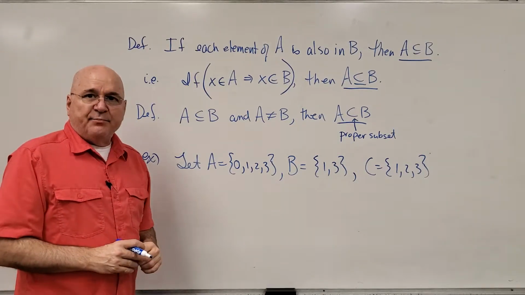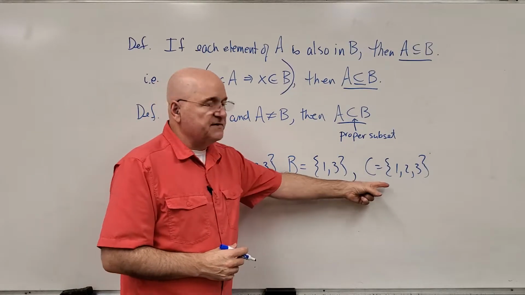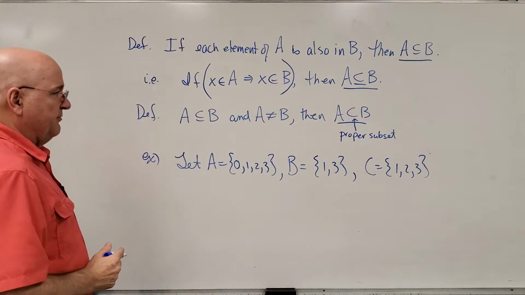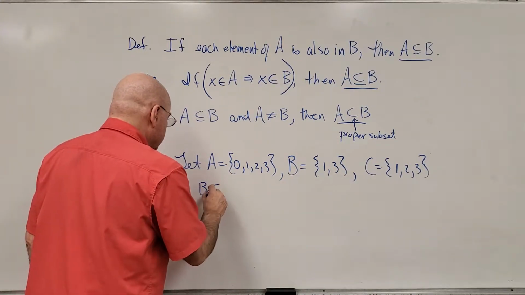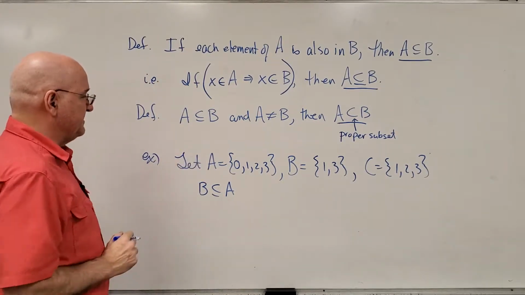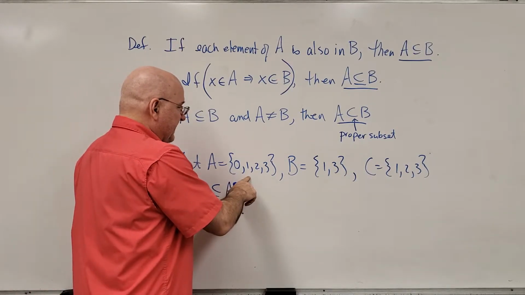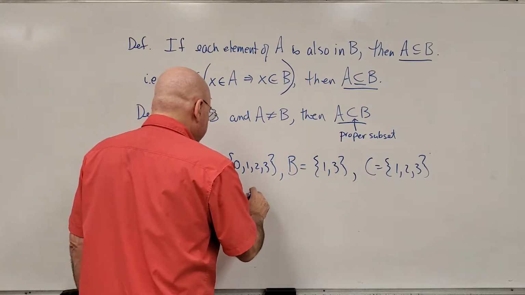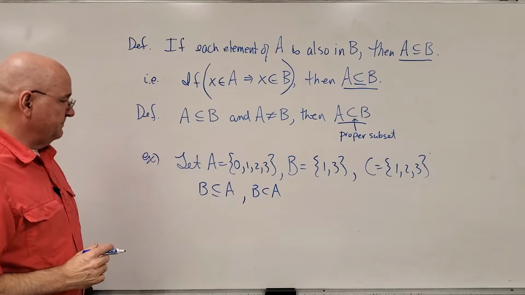Let's look at an example. Let's say A is these 4 elements, and B is these 2 elements, and C is these 3 elements. Well, let's just look at our definitions and see what we can write down. We don't have to be exhaustive here. But notice that B is a subset of A. It is. Every element in B is also in A. Notice also that there are elements of A that are not in B. So we can say that B is actually a proper subset of A. B is not equal to A.